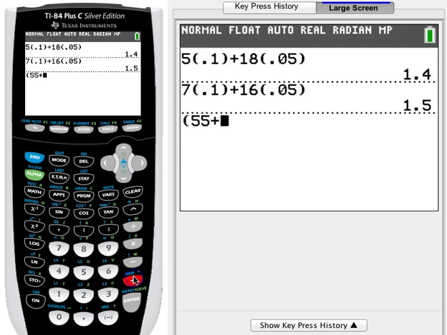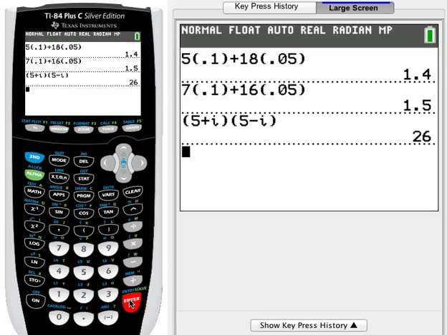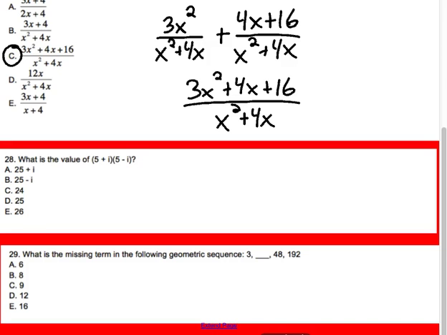So 5 plus i. To get to i, you need the second key. Then 5 minus i. And if you type that in, it will automatically get you that answer of 26. So for that one, it is to your benefit to understand the resources you have out there. Again, foiling it out would be the best way to get there. However, in the time constraint, you're going to want to know that resource of just being able to use the calculator.